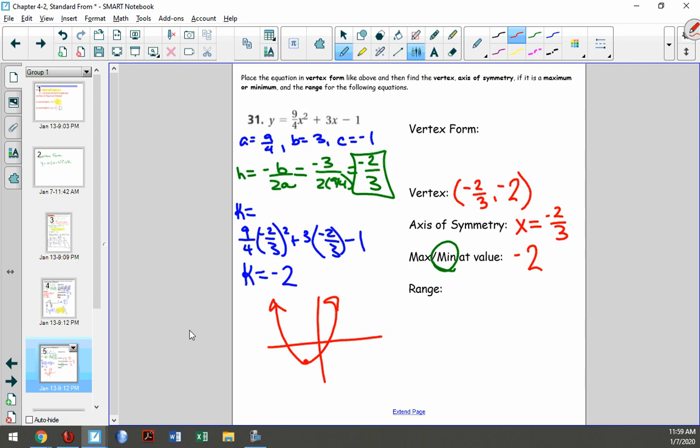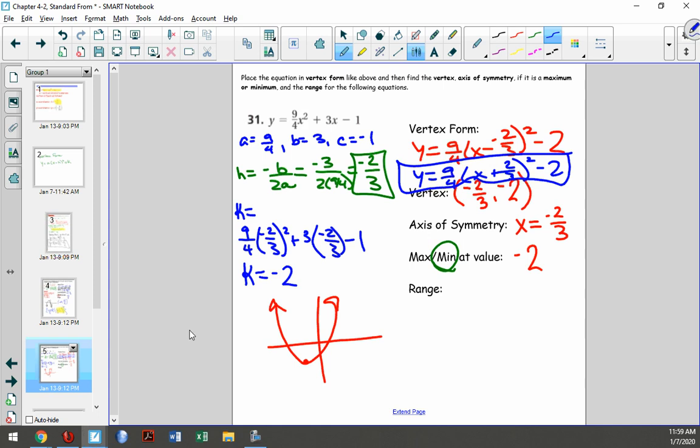Okay, now, we never once wrote the equation yet, did we? I have to write that equation. So how do I go about that? That is going to be y is equal to, a is going to be the value 9/4, parenthesis x minus a negative 2/3, squared, minus 2. What do I not like? I don't like that double negative. You won't always have it. Sometimes you will. And that's going to be 9/4 (x plus 2/3) squared minus 2.